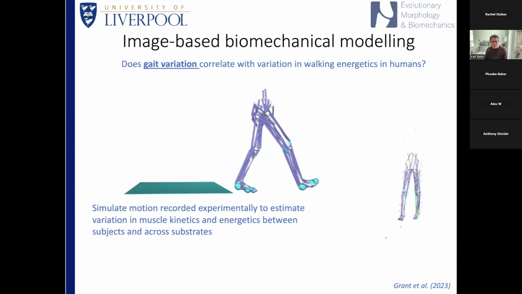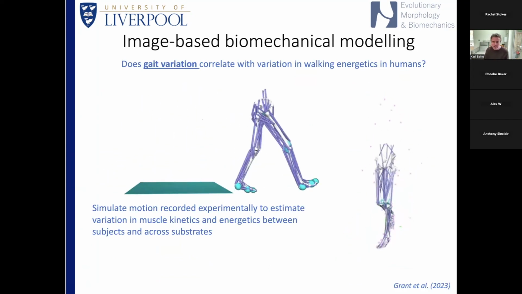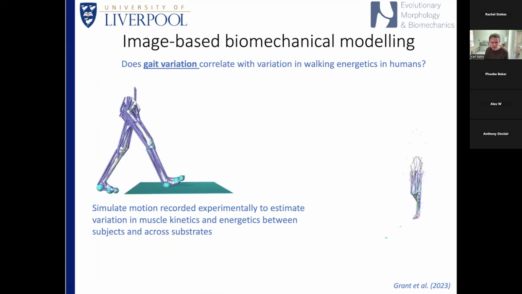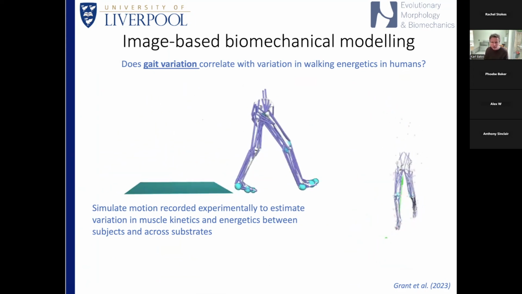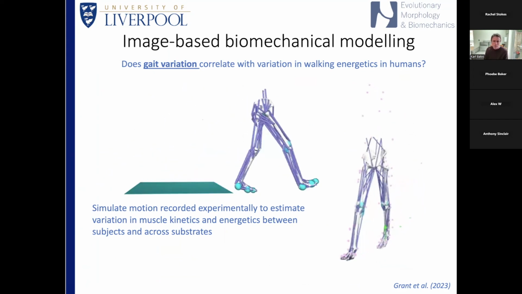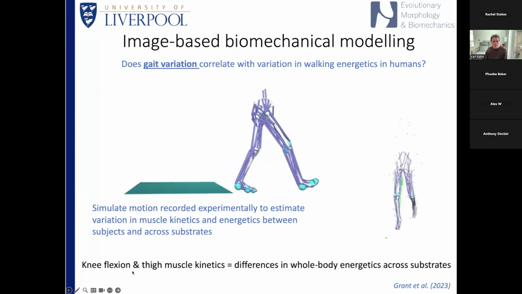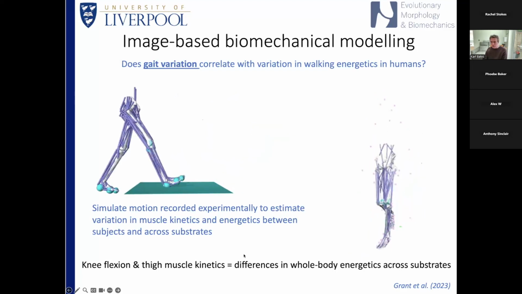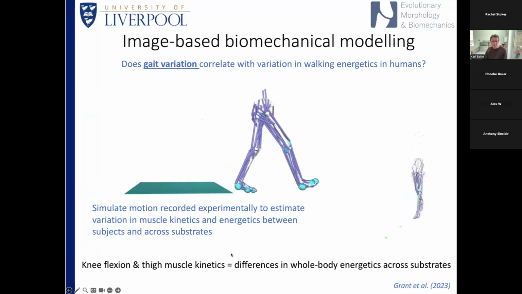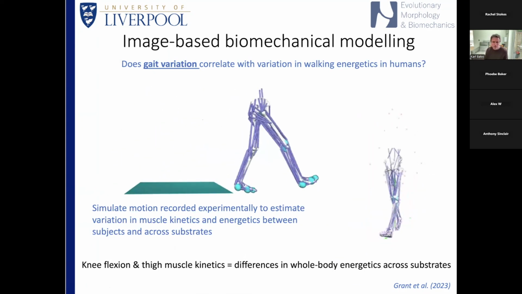And the reason we're actually modeling is because we can't measure the parameters we're interested in directly. So we can't stick gauges and transducers surgically into healthy human volunteer muscles because it's unethical. But we can use these models to make predictions about how the muscles are operating on different substrates, for example, in this example. And it tells us something about why people move differently in different circumstances.